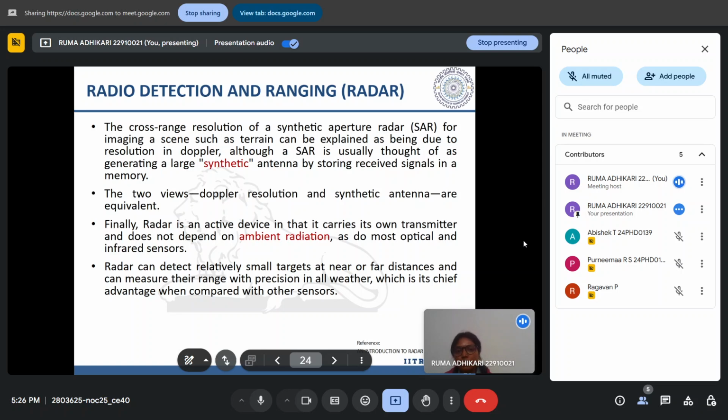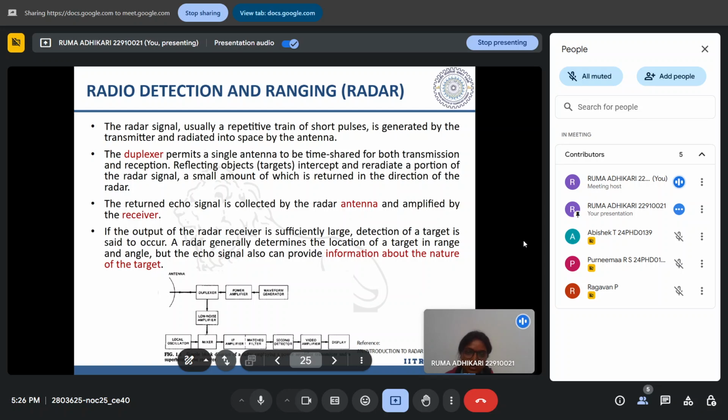So all over radar, these terms are coming: the synthetic antenna, or SAR, synthetic aperture radar. What does it mean by synthetic? And also the Doppler resolution, synthetic antenna, and cross range resolution. So we'll look at them later.